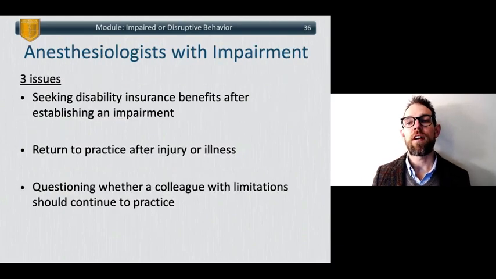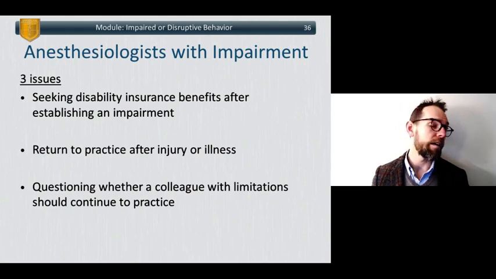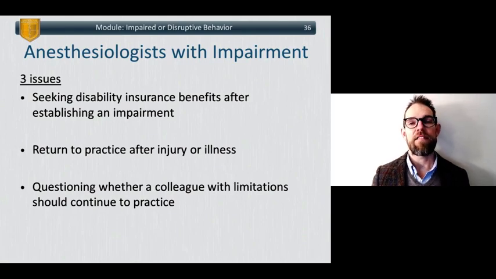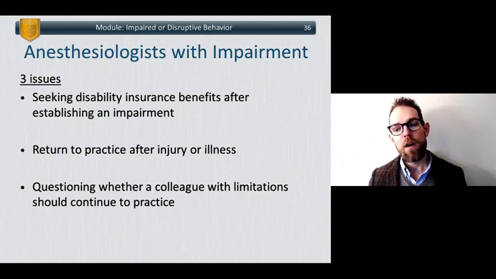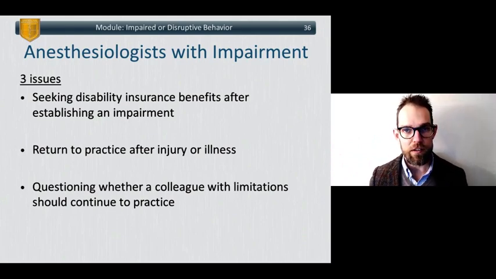So there are three overarching issues that surround anesthesiologists that are impaired. Number one, anesthesiologists ideally have access to short-term and long-term disability, so they may be seeking disability insurance benefits after establishing an impairment. If it is a reversible cause, can they return to practice after that injury or illness? And then there, of course, is the ongoing question of the peer review process, which is whether a colleague with limitations should continue to practice.